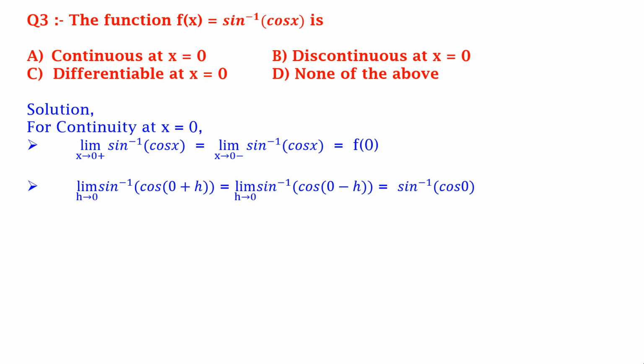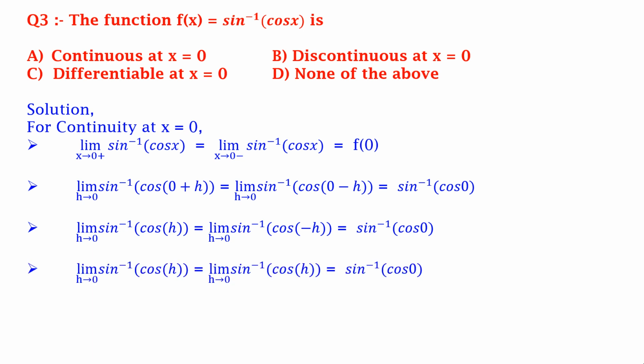That is, limit h tends to 0 sin inverse cos(0 + h) is equal to limit h tends to 0 sin inverse cos(0 - h) is equal to sin inverse cos 0, which gives us limit h tends to 0 sin inverse cos h is equal to limit h tends to 0 sin inverse cos of minus h, which is equal to sin inverse cos 0. Cos is an even function, so we get limit h tends to 0 sin inverse cos h is equal to sin inverse cos 0, which is equal to sin inverse 1.